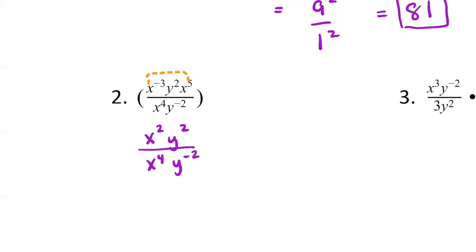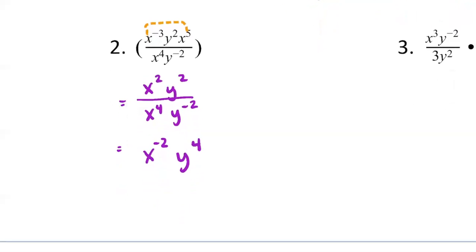Now I'll use the quotient rule. These two have the same base, so I'll subtract their exponents. These two have the same base, and I will subtract their exponents. 2 minus 4 is -2, and 2 minus -2 will become 2 plus 2, so 4. Again, if I rewrite this so that all my exponents are positive, this one will move to the denominator, and I'll have x squared in the denominator.